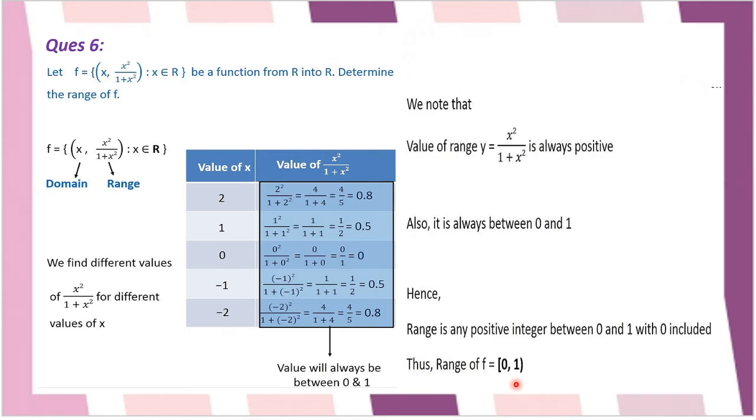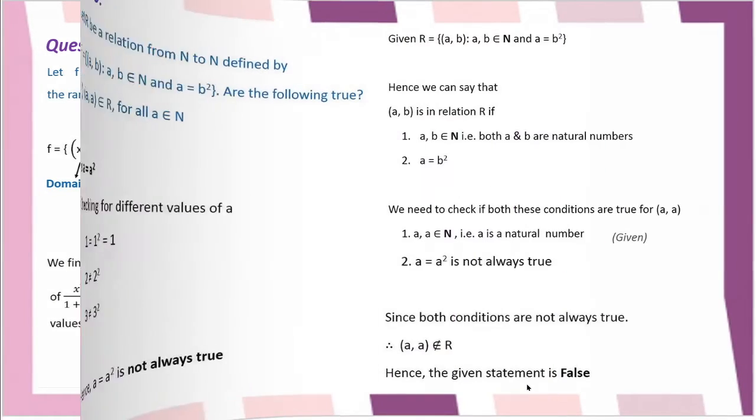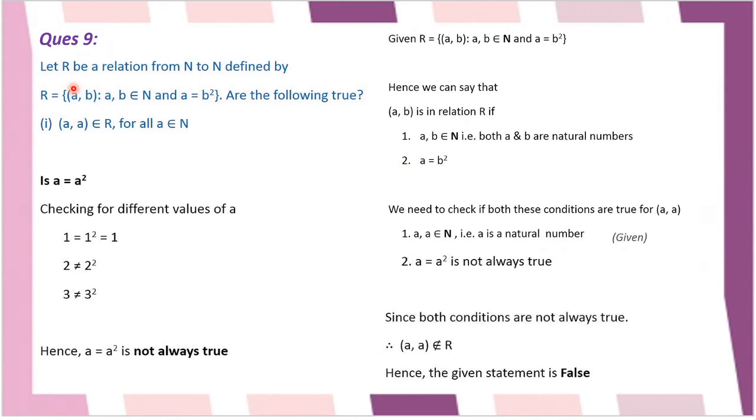So the range will be 0 to 1, closed interval on the left side and open interval on the right side. Now question number 9.